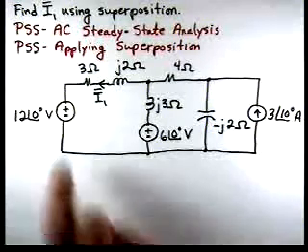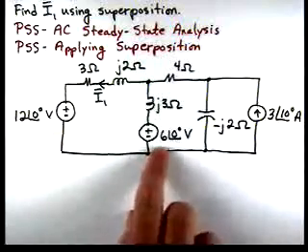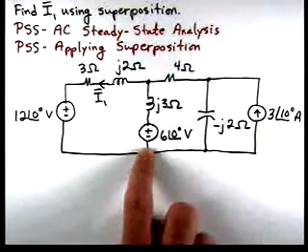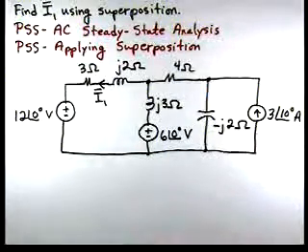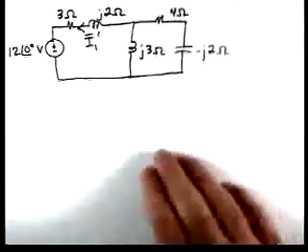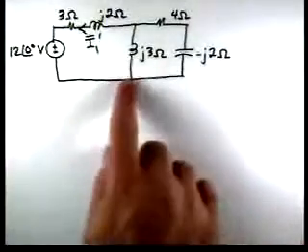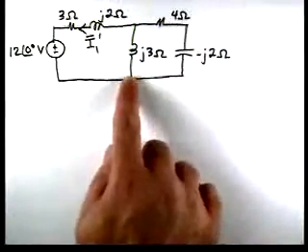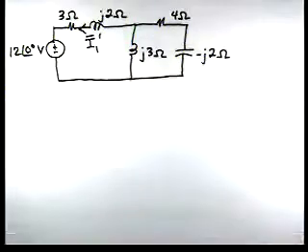So if we find the contribution from this source, we turn this to 0, which replaces it with a short, and turn this to 0, which replaces it with an open. When we do that, here's our resulting circuit. Notice the voltage source was here, the 6 at an angle of 0, and the 3 at an angle of 10 degrees current source was over there. We turn those off, and we get this.